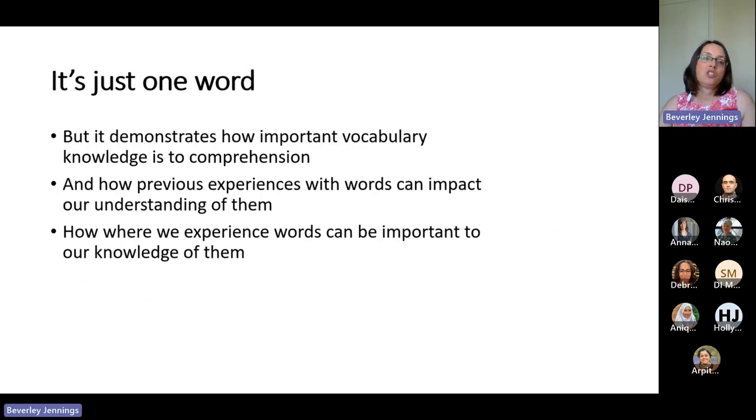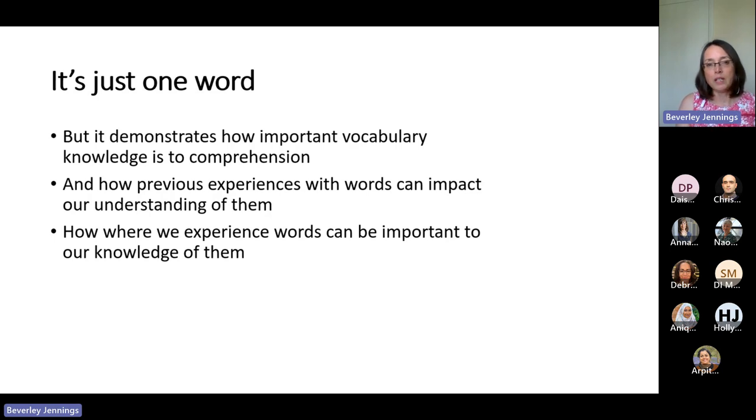Now, I suppose this is just one word, isn't it? It's not going to come up in every single exam. So how much of a fuss should I be making about hostel? But for me, it demonstrates how important vocabulary knowledge is to comprehension, because I had that really intense experience of lots and lots of exam papers where they were scoring really low on the scale, because that one word was misunderstood.